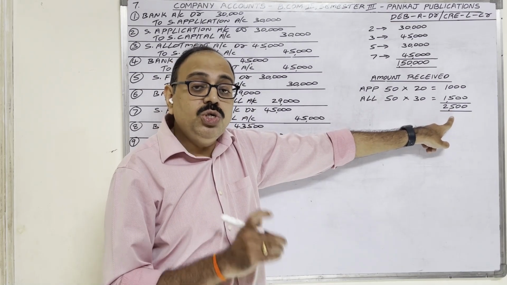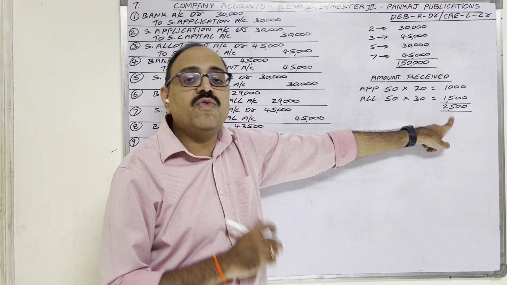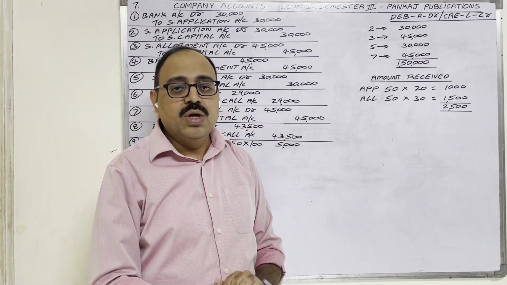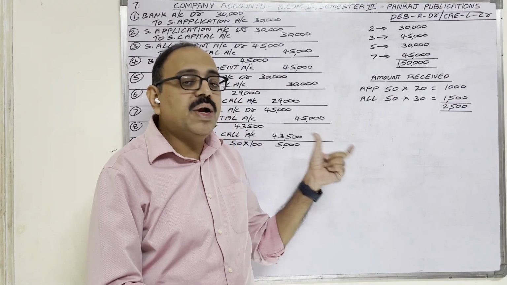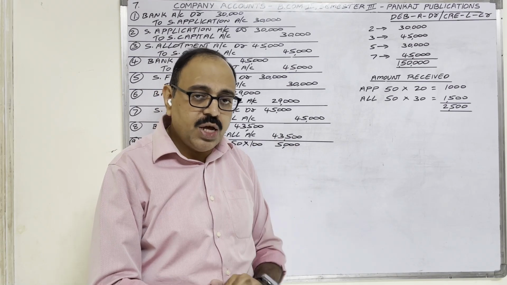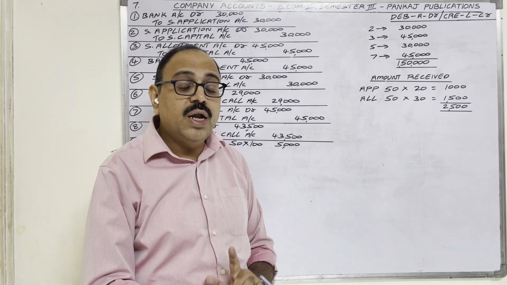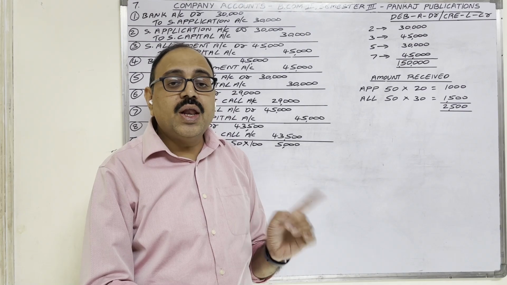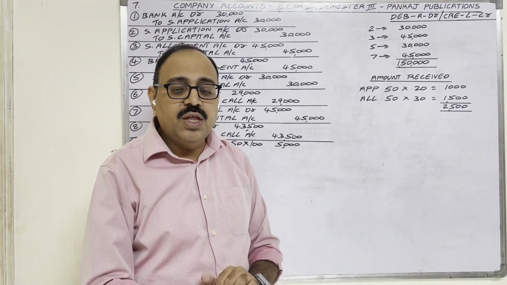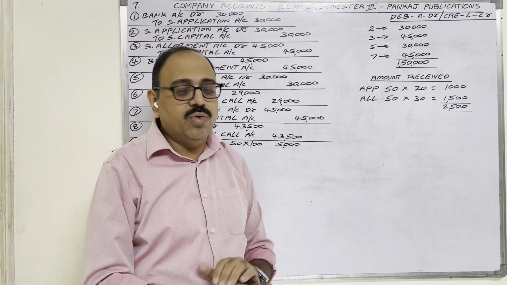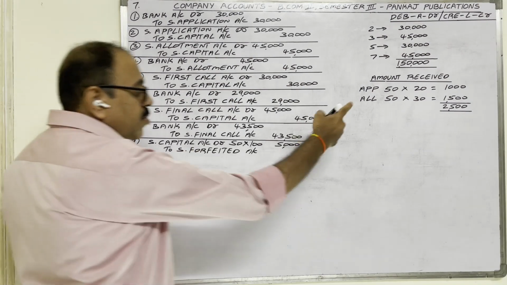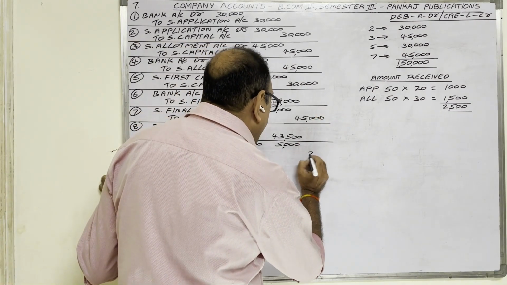This gain we have to show in an account known as share forfeited account. So share forfeited account is a nominal account because we are going to show capital gain in that. Expenses, losses, incomes, gains are nominal accounts. Nominal account rule: debit all expenses and losses, credit all incomes and gains. Share forfeiture amount is a gain. Therefore, we have to credit share forfeited account. To share forfeited account, amount 2,500 rupees.